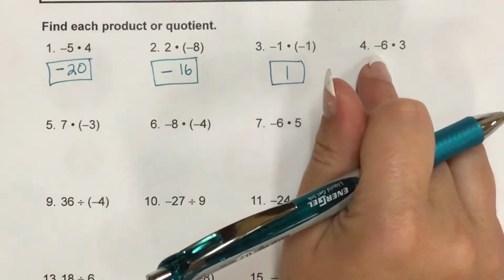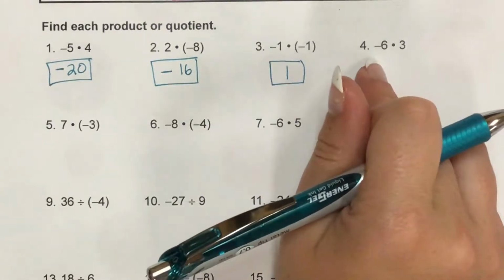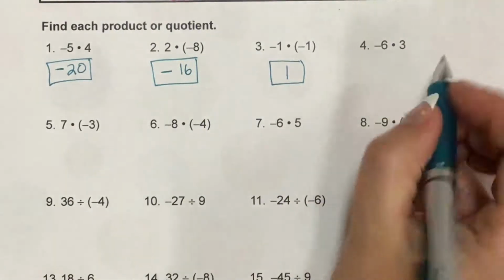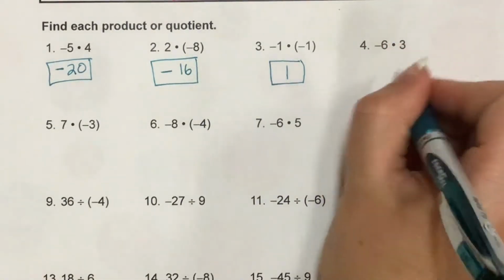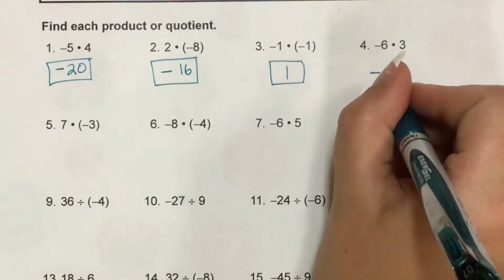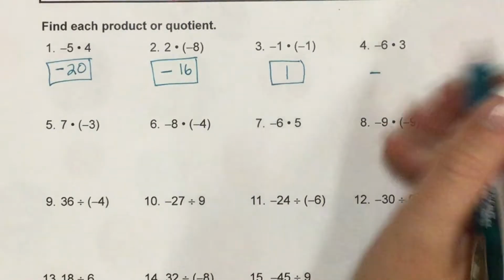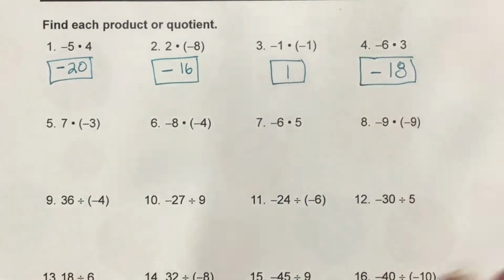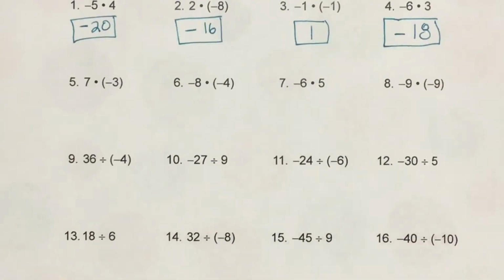It says negative 6 times 3. So we have a negative number multiplied by a positive number. So the signs are different, which means the product, or the answer to this multiplication, is going to be negative. And then you just do 6 times 3, which is 18. So that's the answer there. Okay, let's do a couple more.